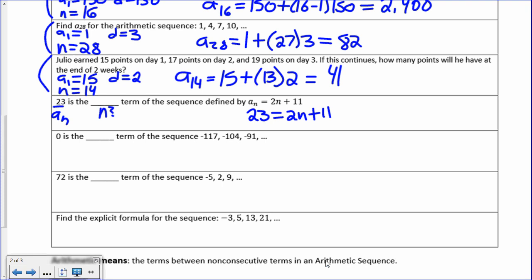And then you solve algebraically. Really quick, 2 steps. Subtract the 11, divide by 2. 6.